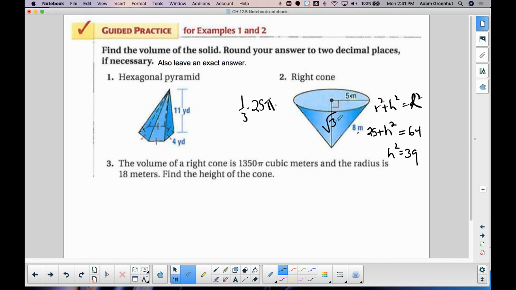So the square root of 39 is what I just got here. And now I'm going to start by giving it exact first. Here's my exact, 25 pi root 39 over 3. That seems exact. And then I'm going to do 25 divided by 3 times pi times root 39.